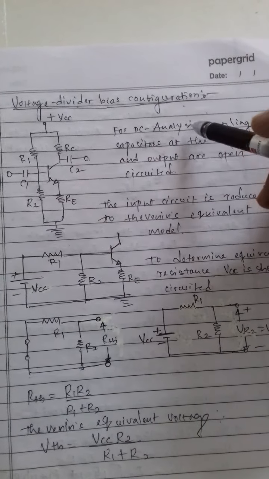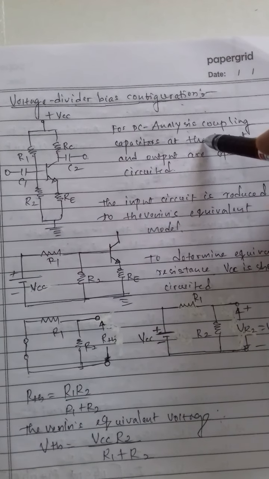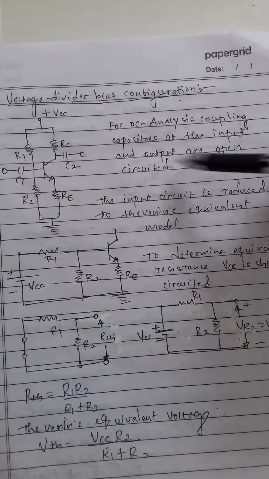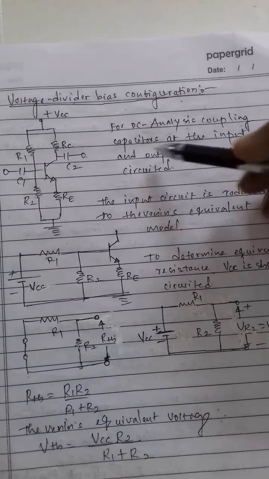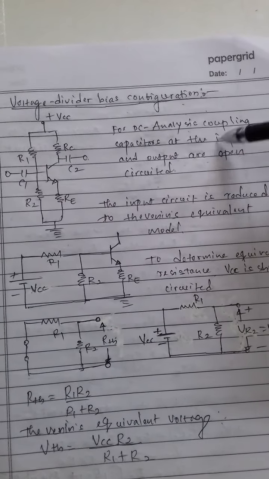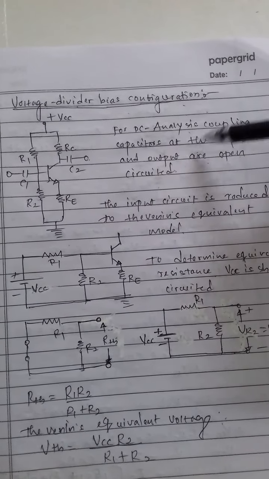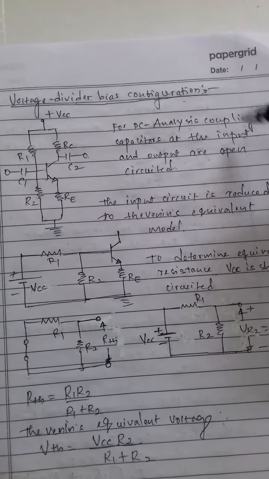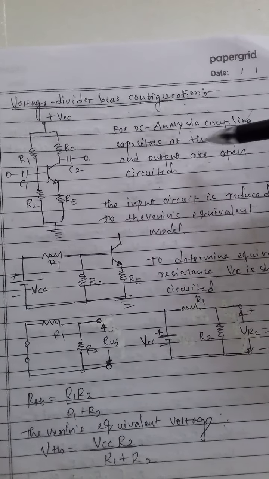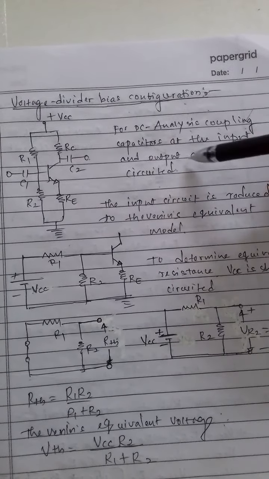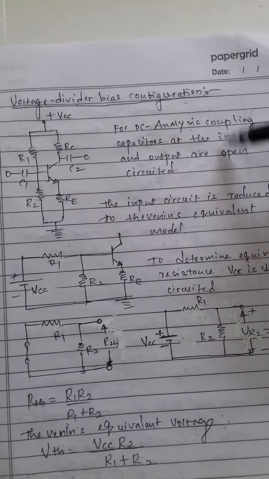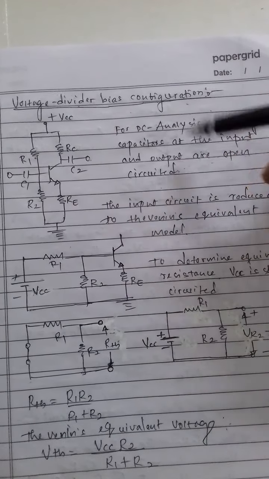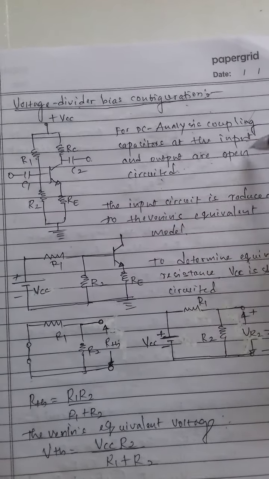Here for the DC analysis, the coupling capacitors at the input and output are open circuited, because DC means frequency 0, so the reactance of the capacitance is equal to infinity, and due to that the impedance is also equal to infinity. When the impedance offered by that capacitance is infinity, then that path is open circuited.